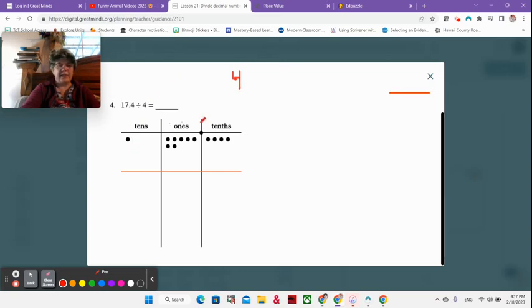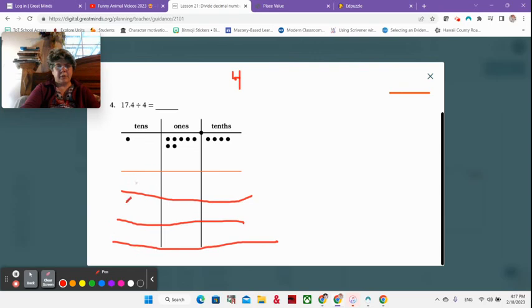And I see that they're already setting up the place value: 1 in the tens place, 7 in the ones place, and 4 in the tenths. And then you're going to divide it by 4, so you're going to have to break it up into 4 parts, right? 1, 2, 3, 4. Okay, and then we're going to have to think about this 10. Can't break my 10 into 4 parts, so I'm going to make it into 10 ones. I'm going to add 10 dots over in the ones place so I can break it up.